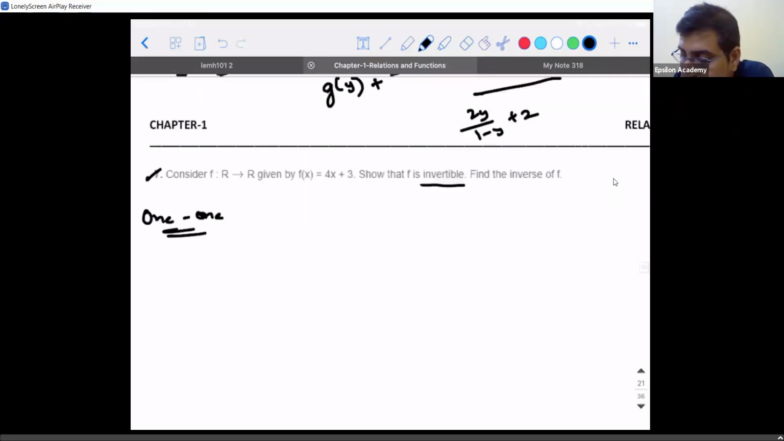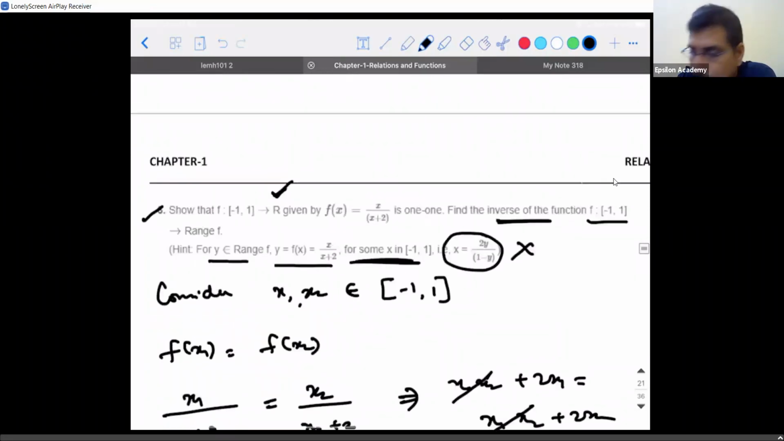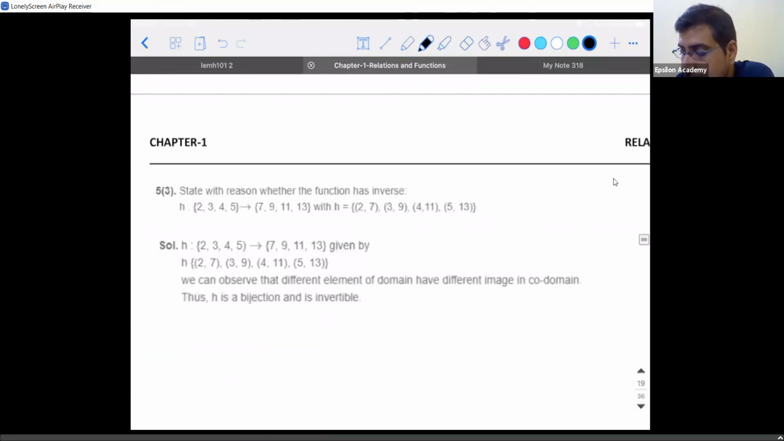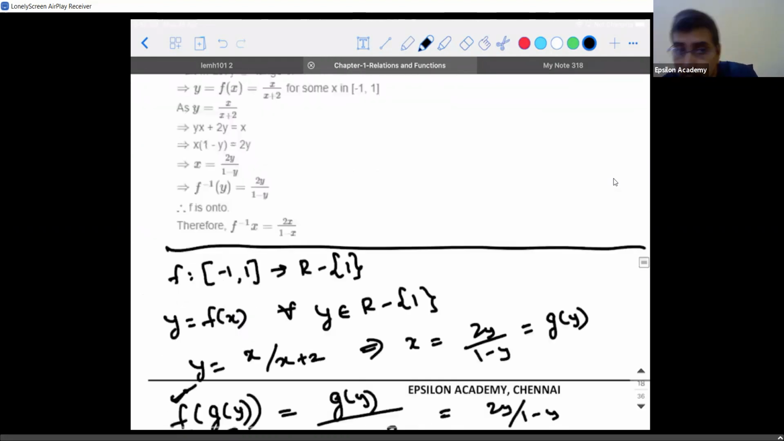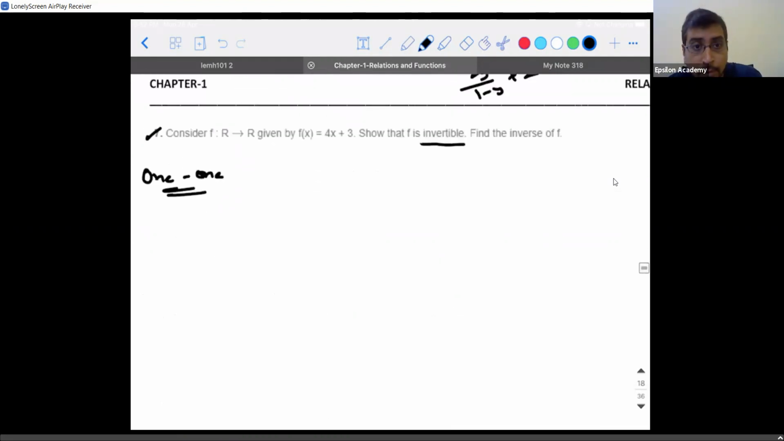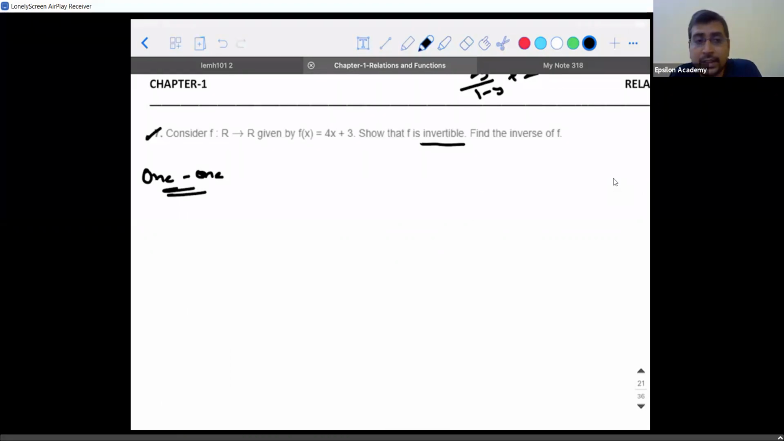I'm taking the reference from the fifth problem that we did. They asked to find whether the function will have an inverse. A function which has an inverse is called an invertible function. If we prove a function is one-to-one and onto, we can say it will have an inverse. You can find the inverse by the steps which I gave you.